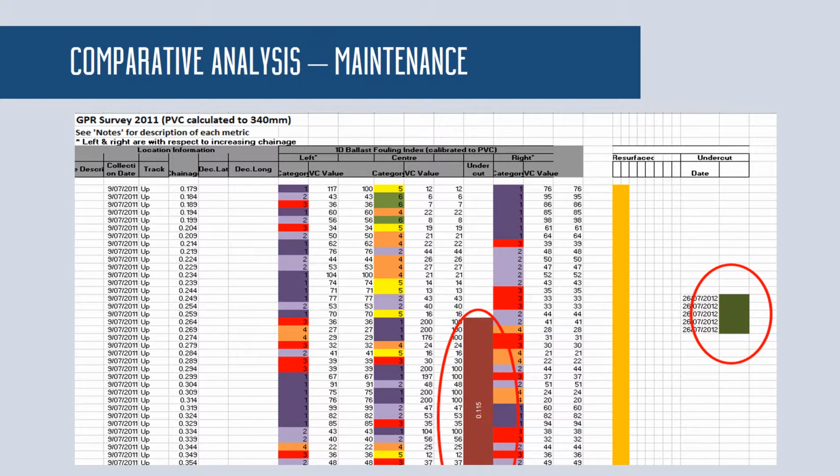The example shown here displays the GPR data from 2011 mapped against the maintenance history that was able to be retrieved for this particular section, highlighting the expected undercutting scope based off the GPR data and the actual works that were carried out post-GPR. This particular example indicates that there was a large portion of fouled ballast needing undercutting, where only a small portion was done.